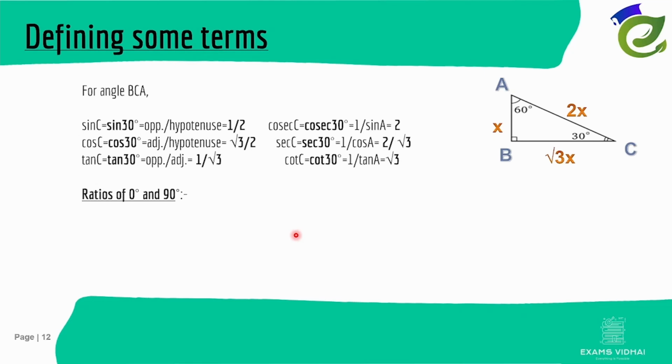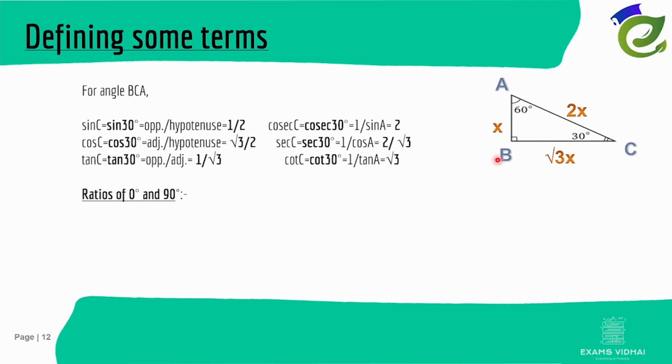So now this is something which you need to understand. Now ratios of 0 degrees and 90 degrees. Not everywhere will you get angles such as 30, 60 or 45. You might get angles of 0 degrees and 90 degrees. So how do you do that? For this you need to visualize from this figure. Let us say this 30 degrees gets to 0 degrees. If this 30 gets to 0, then this point A coincides with this point B.